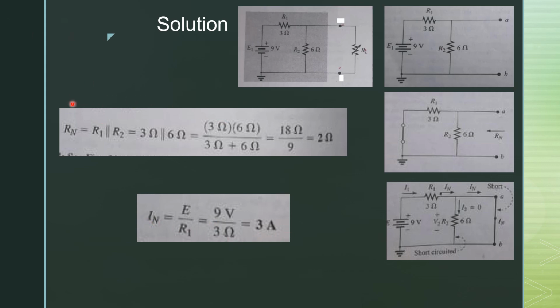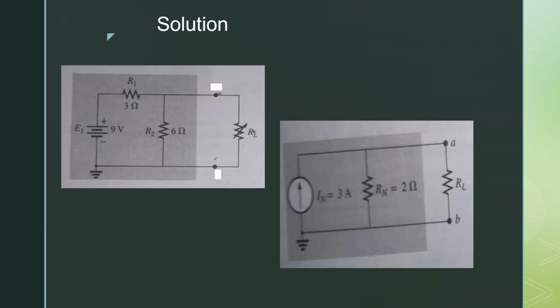Now we have R Norton and I Norton. We can find the Norton equivalent circuit for that shaded region. So this is the Norton equivalent for that particular circuit. We have a current source with the value of 3 ampere and the parallel resistance Rn, which is equal to 2 ohm. Place your load resistor to its original position.